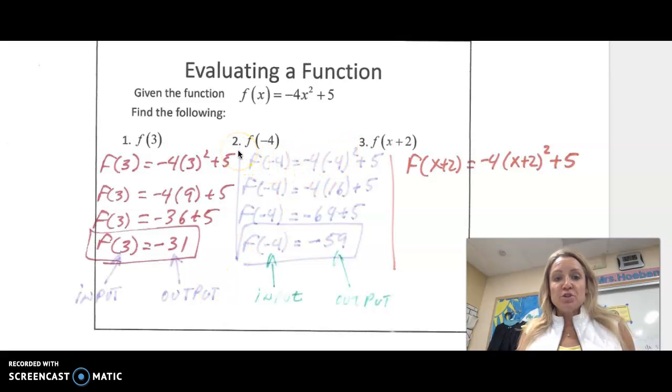Number 2, we're going to take a -4 and plug it in. So for the function of -4, we're going to have -4 times the (-4) squared plus 5. And now you see why we put parentheses around whatever it is we want to square, because we want to include that negative sign inside the parentheses to remind us that we're squaring -4, not +4, then taking the opposite of it. Order of operations says we're going to square the -4 first, which is 16. Then we multiply the 16 times -4, which is -64. And then we add the 5. So our output is -59 with an input of -4.